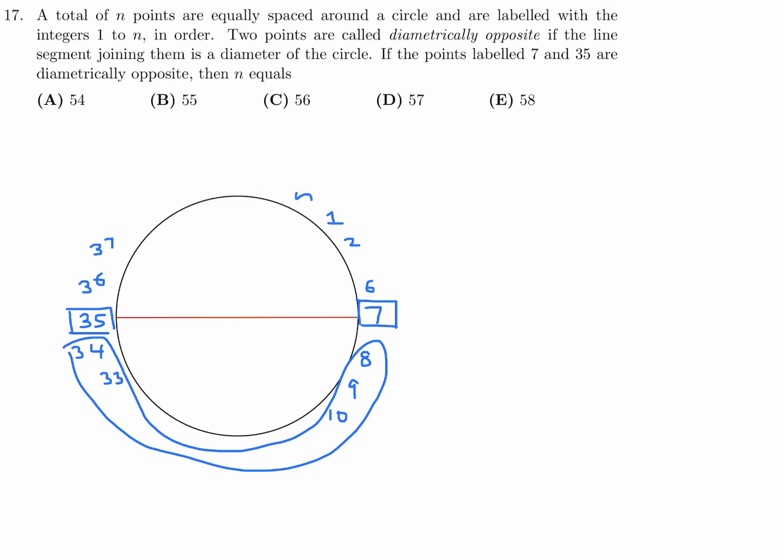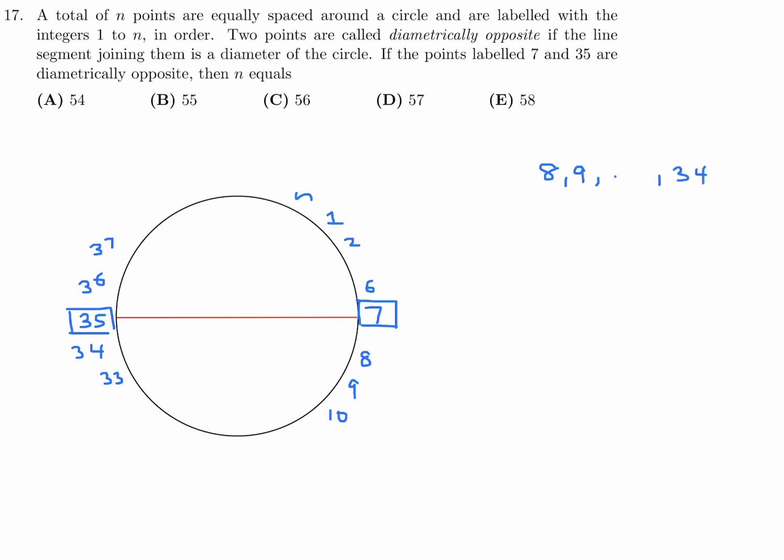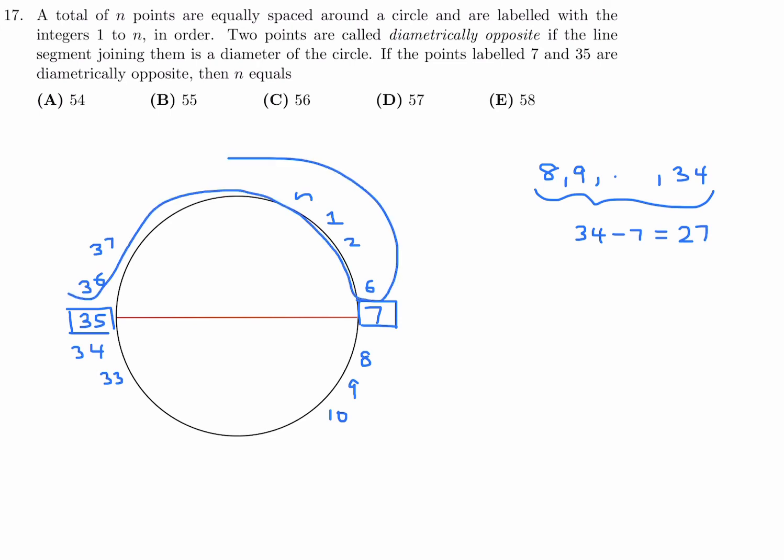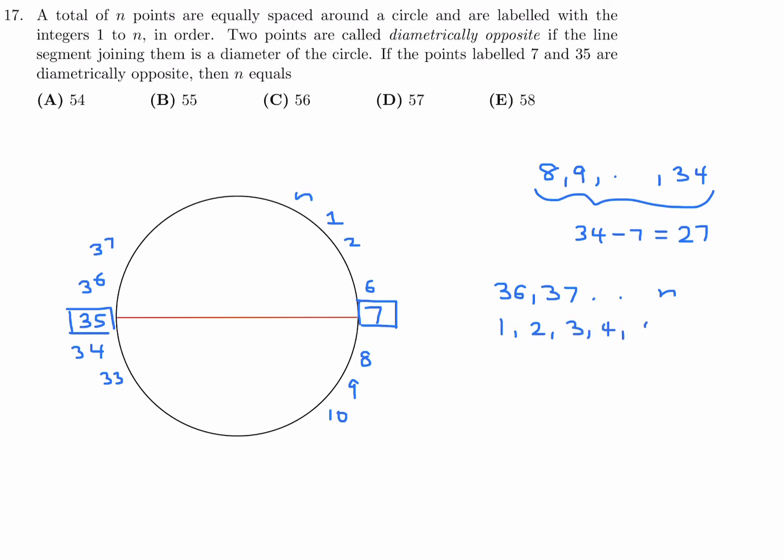So for example, all the numbers on this side, we can easily figure that out. It's 8, 9, dot, dot, dot, all the way until 34. So that's going to be 34 minus 7, which is 27 numbers. So that means all the numbers on this side, there has to be 27 of them. So basically 36, 37, dot, dot, dot until n, and then 1, 2, 3, 4, 5, and 6. All of these numbers, there's got to be 27 of them.